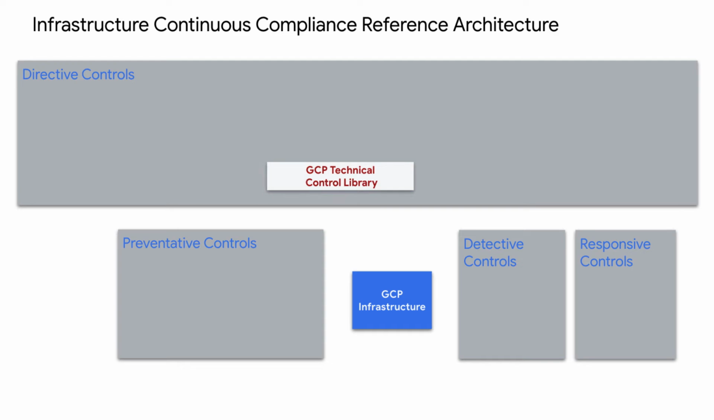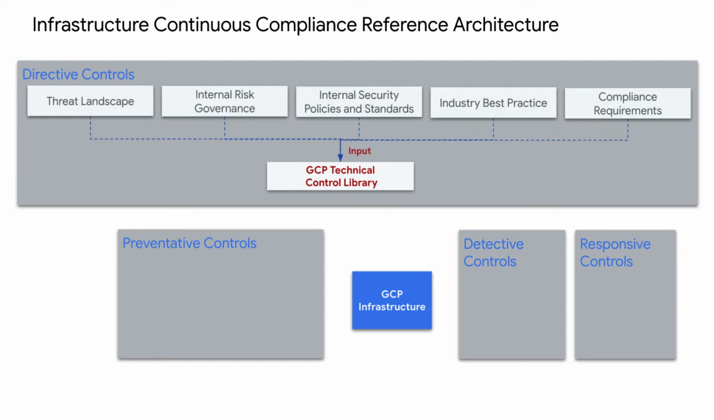The core of the directive controls is the technical control library. There are several things you can consider to build your own technical control library. Here's the list of representative ones, such as threat landscape, your internal and external compliance requirements, and industry best practice. All of those can be combined using a control mapping practice to build your own control library. Once you have the control library, you can go ahead, design and build your preventative controls, detective controls, and responsive controls.